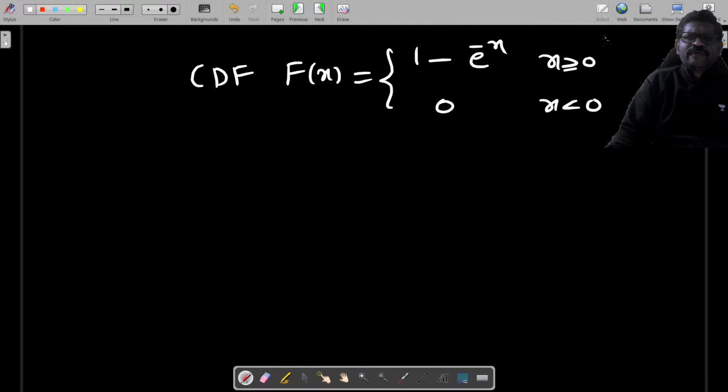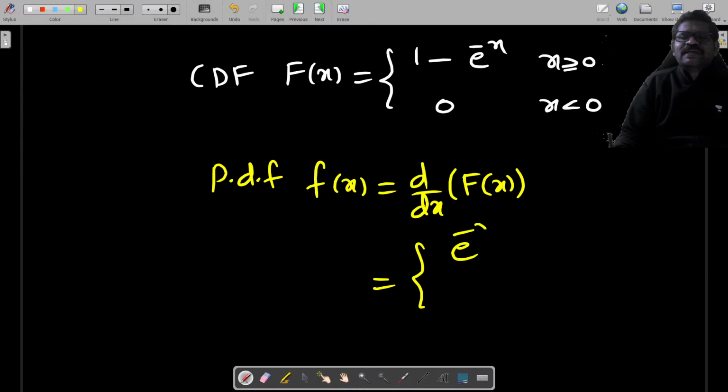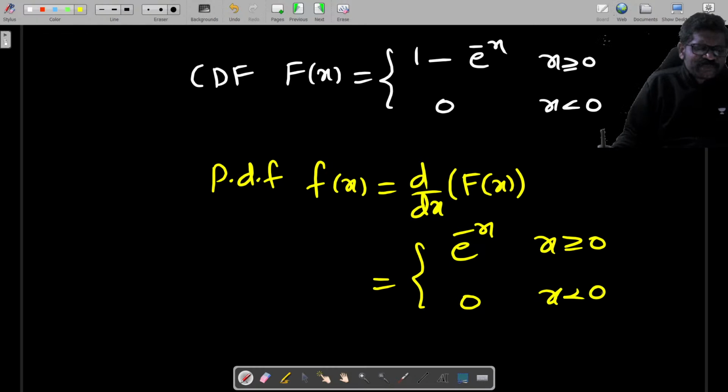Which is 0 when x is less than 0. Now, the probability density function is small f of x equal to d by dx of capital F of x. Differentiation of the distribution function is the density function. That's why I am differentiating. The differentiation of 1 minus e power minus x is e power minus x when x is greater than or equal to 0, which is 0 if x is less than 0.